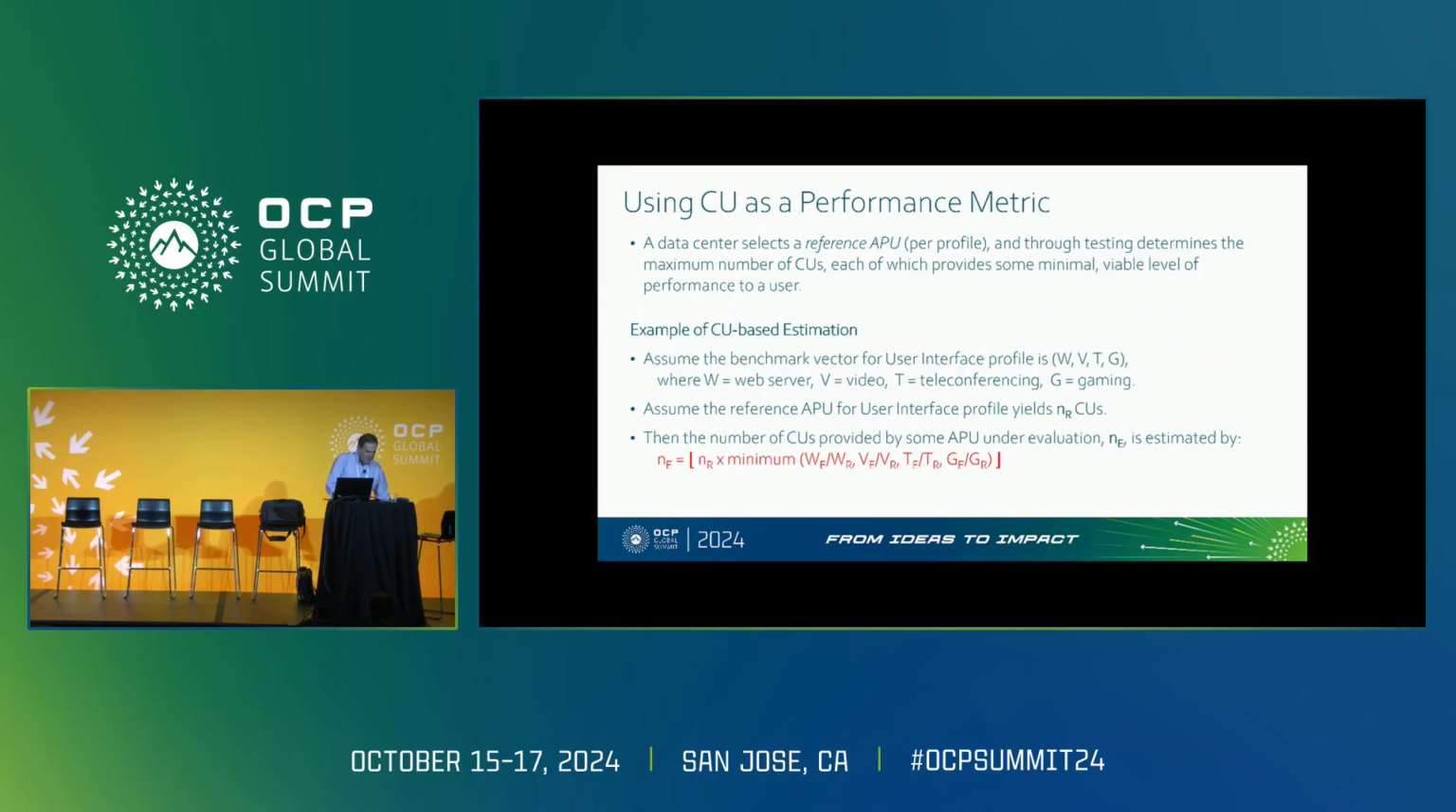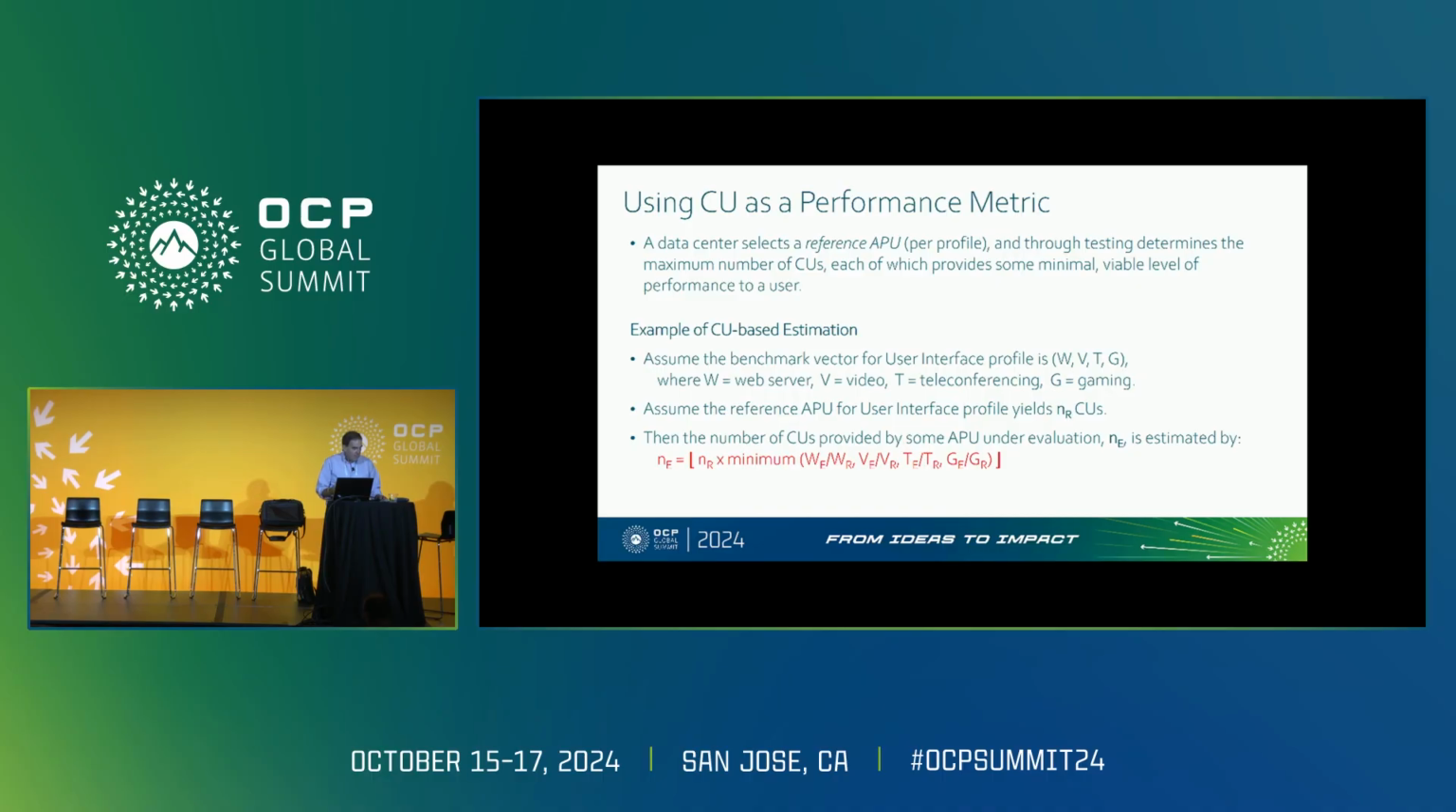So where do these magical compute units come from? In practice, a data center would select a reference APU per profile, and through testing determine the maximum number of CUs, each of which provides some minimal viable level of performance to a user. So for instance, a data center could take an existing unit that it knows well, and say, how many users can run the benchmarking test? How many users do we feel comfortable sharing this APU? And that's how we derive these compute units.